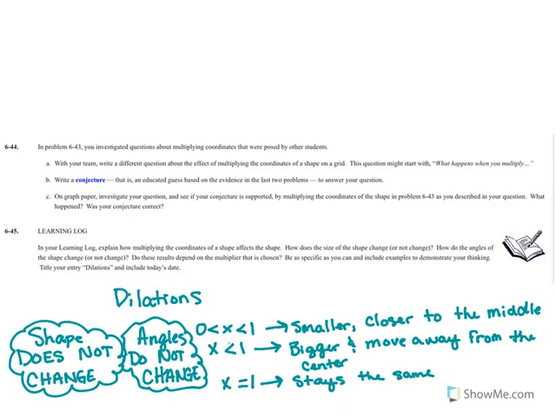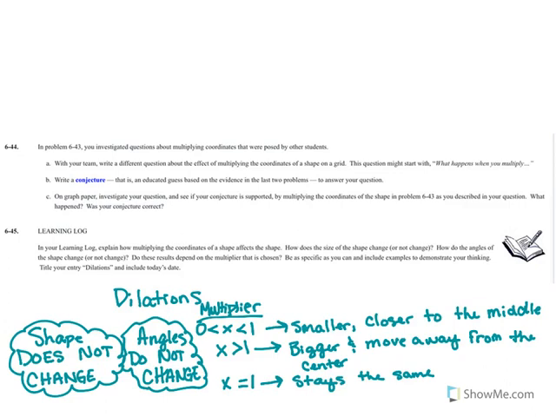Do these results depend on the multiplier that is chosen? So we talked about it. This is our multiplier. So if we multiply by something between 0 and 1, it's going to get smaller. Greater than 1, I actually wrote this down wrong, you guys. If x is greater than 1, sorry. If x is greater than 1, it's going to get bigger. If x equals 1, it's going to stay the same.